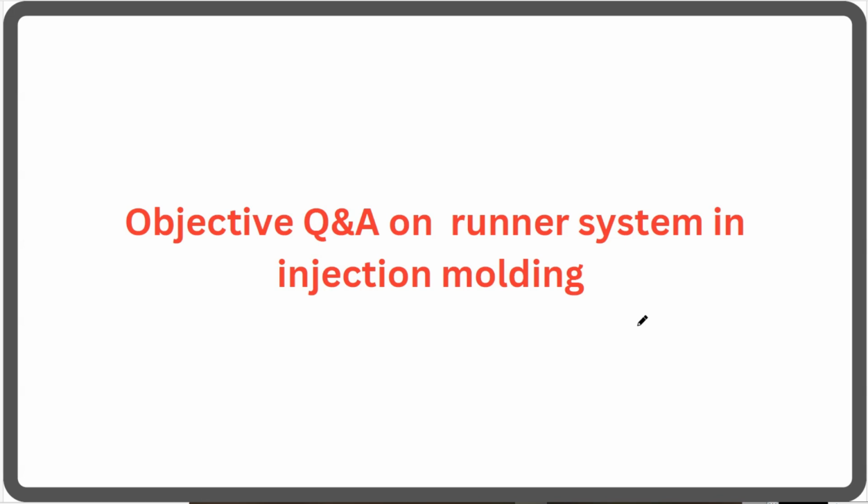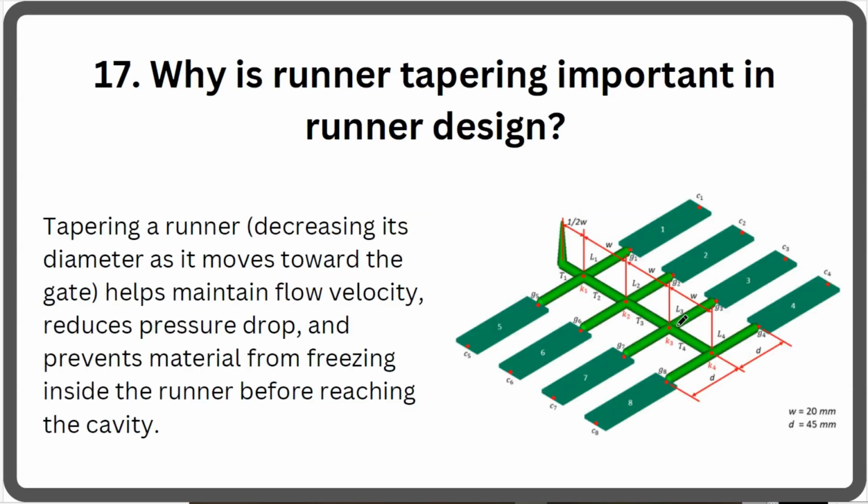So let's discuss the remaining questions on runner system in the injection molding. First one is why the runner tapering is important in the runner design. If the runner is long, then from sprue to the gate we need to taper the runners to maintain the proper flow in the runner system. For that purpose we need to reduce the diameter from the sprue to the gate.